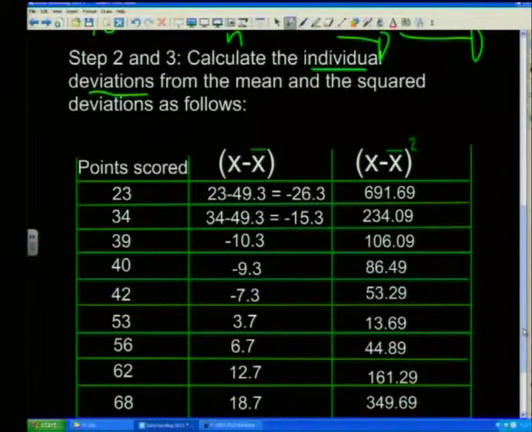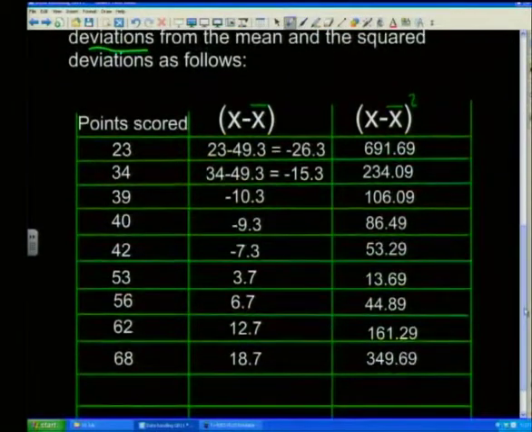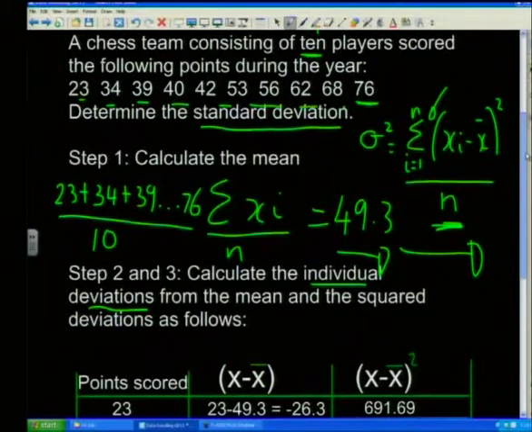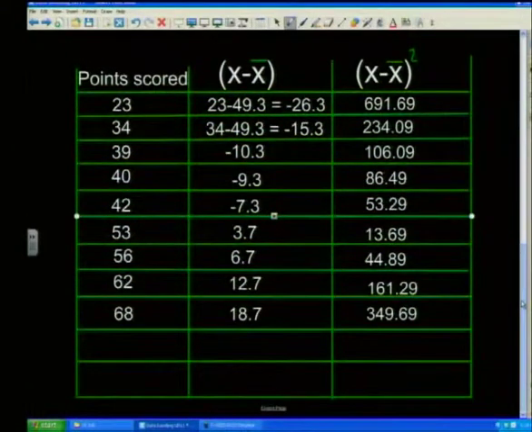The first thing we've done in this table is I've got a column that says points scored. Remember, we're talking about a chess team of 10 players, and the points that they scored were 23, 34, 39, 40, 42, 53, 56, 62, 68, and 76. So 76 is the one that's missing here, so I'm just going to put that in. Points scored, we just take everything down as they gave it to us in the question.